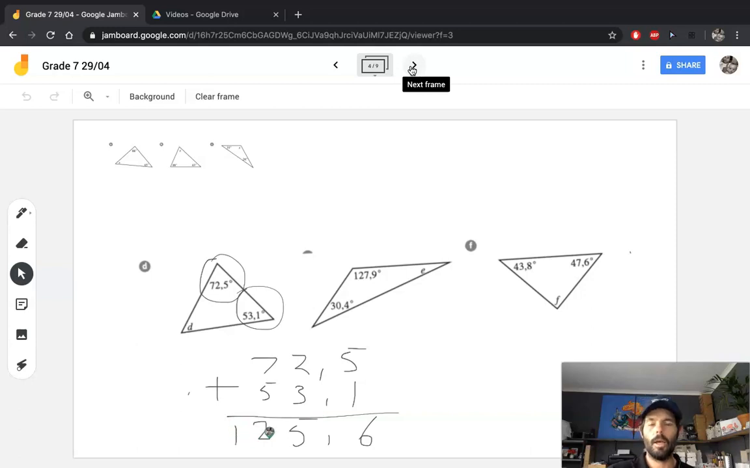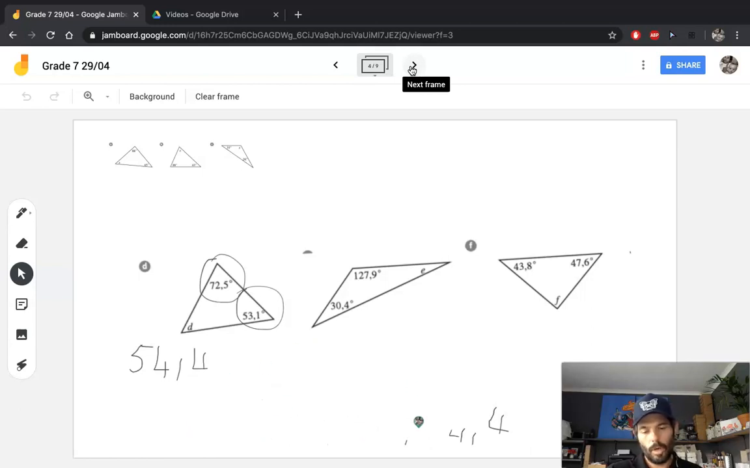Okay, so that's what I have. How much left? How much left? Okay, and that's going to be 54.4. So D is 54.4. If I add 126 and 54.4, do I get to 180? Yes, I do.